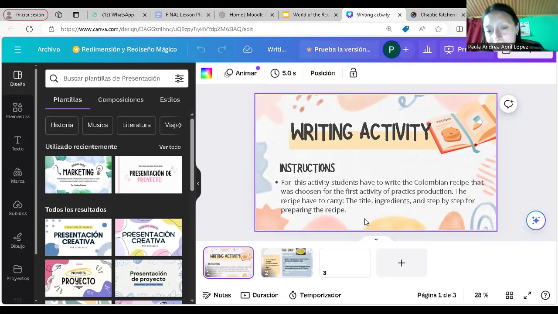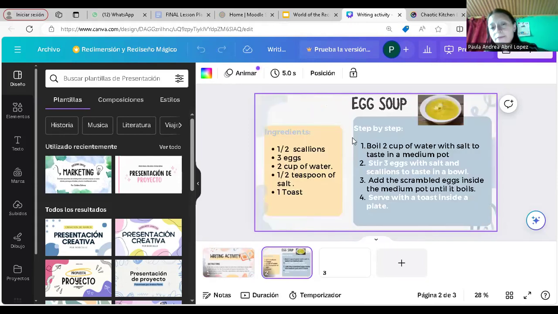And be careful also to use imperative verbs, cooking vocabulary, and food and ingredients vocabulary of Colombian food. And here you can find an example. This is a title. The title is Eggs Soup, which is related to the changua recipe.